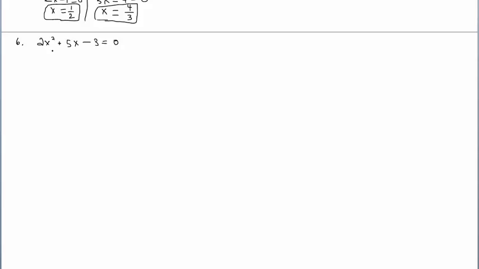Since a is not 1, it's not easy to go right into the two parentheses that multiply and give us this polynomial. So we're going to factor by grouping. Multiply a times c. The product of a times c is -6, and we want it to add to the coefficient on the linear term, or b, which is 5.